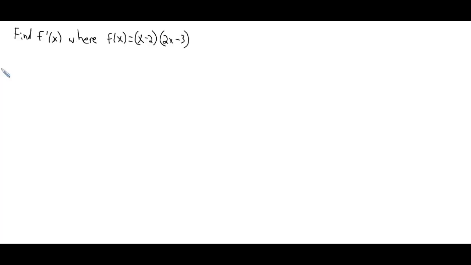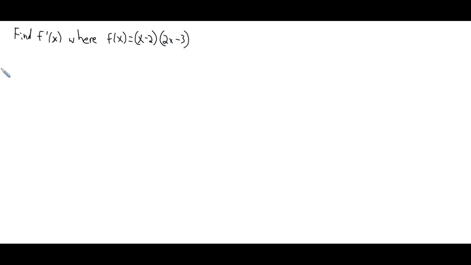Let's do another one. This next problem tells us to find f prime of x, where f of x equals x minus 2 times 2x minus 3. And you could multiply this out, FOIL it out, and then take the derivative and distribute it over all the pieces like we've been doing in earlier videos. But this is just to show you that there are multiple ways to solve each problem, and we're going to use the product rule on this one just to show how the product rule works.